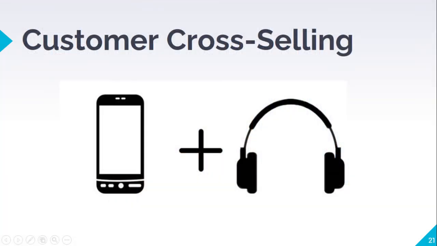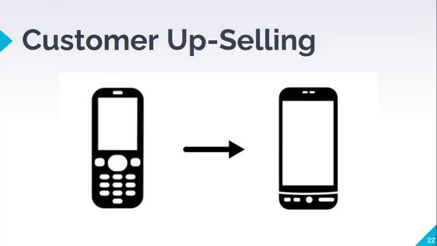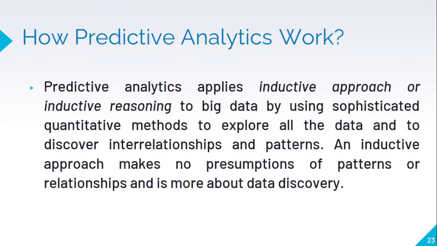Customer cross-selling is when a customer is invited or encouraged to buy complementary or related items. Let's say, for example, when you are buying a smartphone, they will suggest other products that you could also buy, such as headphones or screen protectors. Customer upselling is when they offer an upgrade or a premium version of the product that you want to buy. Example, when you are buying a smartphone, they will suggest a smartphone that has a better specification compared to the item that you choose.